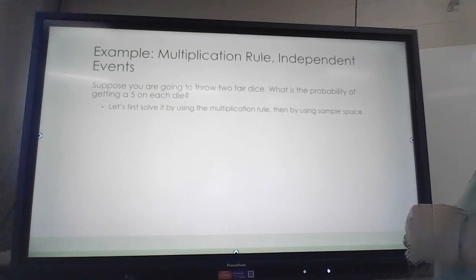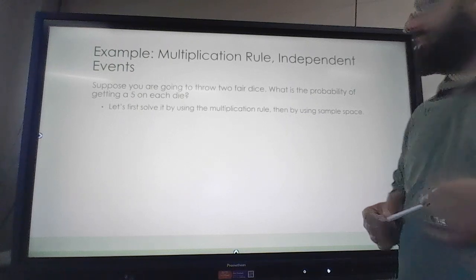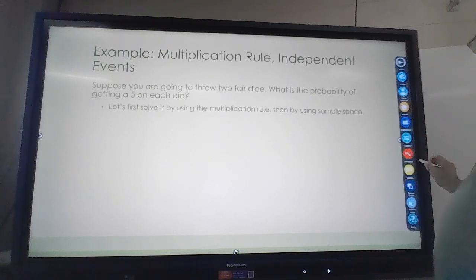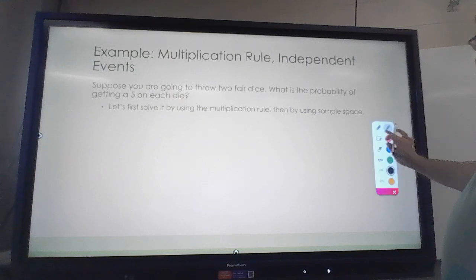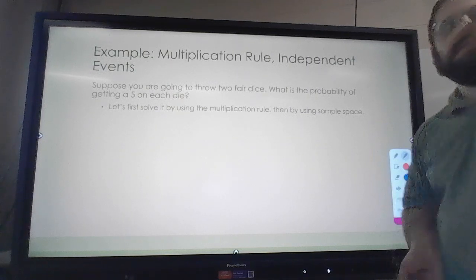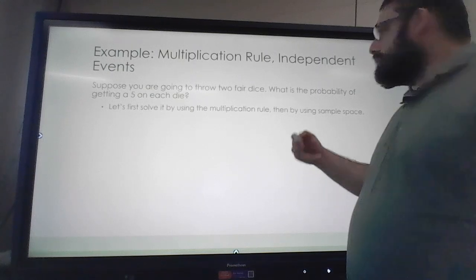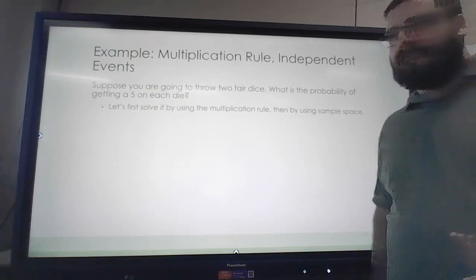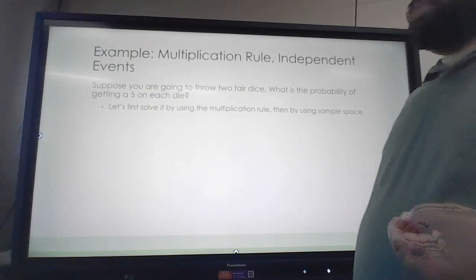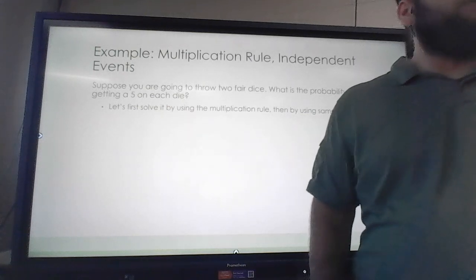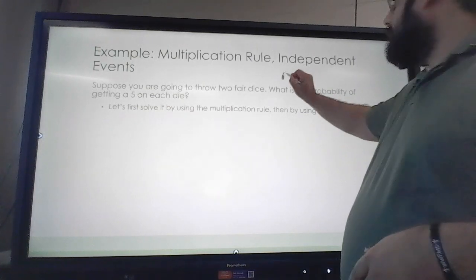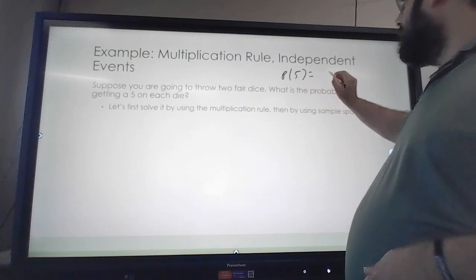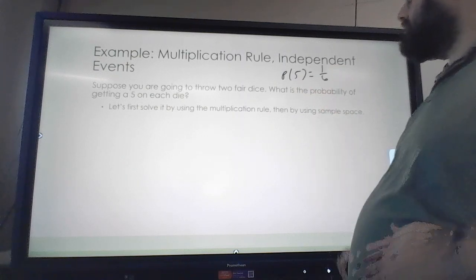Now, let's go back to the dice example. Let's say that I'm looking for the probability of a 5 on each die. Well, the roll of the second die doesn't affect the roll of the first die, so that means they're independent, right? So the probability of getting a 5 on the first die is the same as the probability of getting a 5 on the second die. There are 6 faces on the die, 1 through 6, so the probability of a 5 on either die is 1 out of 6.